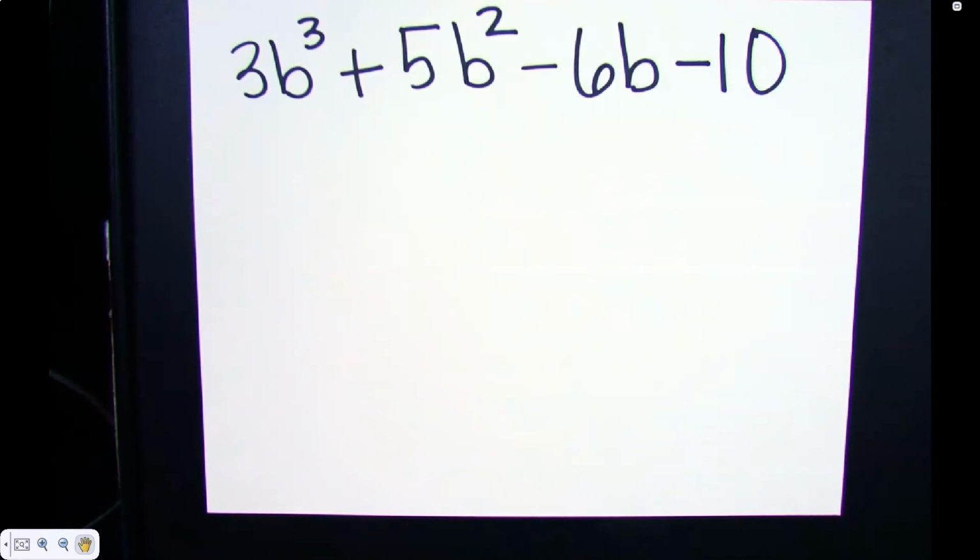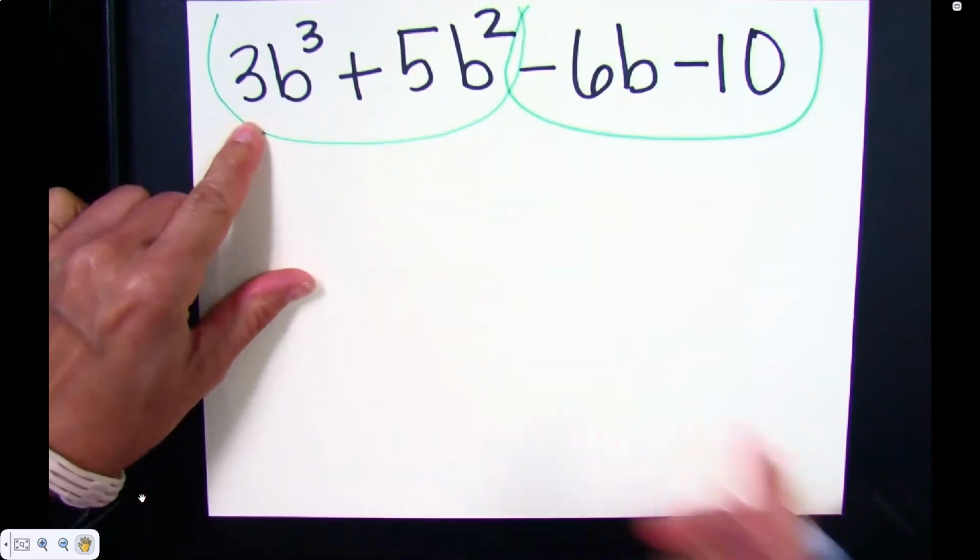So let's take a look at this polynomial here. So 3b to the third plus 5b squared minus 6b minus 10. First of all, I almost thought that I could factor a 3 out, but I can't. Then I thought I might be able to factor out a 5, but I can't. And then I thought maybe they all might have the letter B, but they don't. 10 doesn't have anything. So straight to factoring by grouping. So here we go. We're just going to go ahead and break these into two groups here.